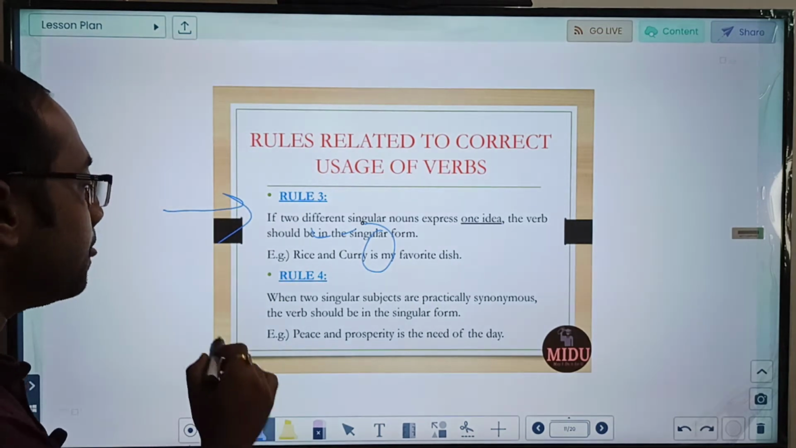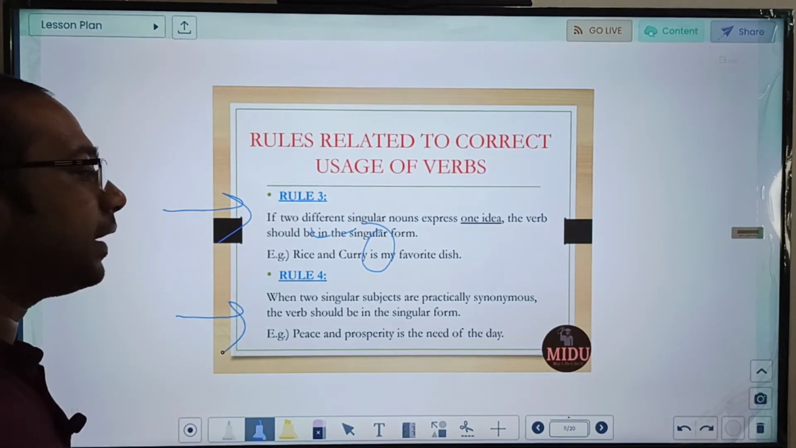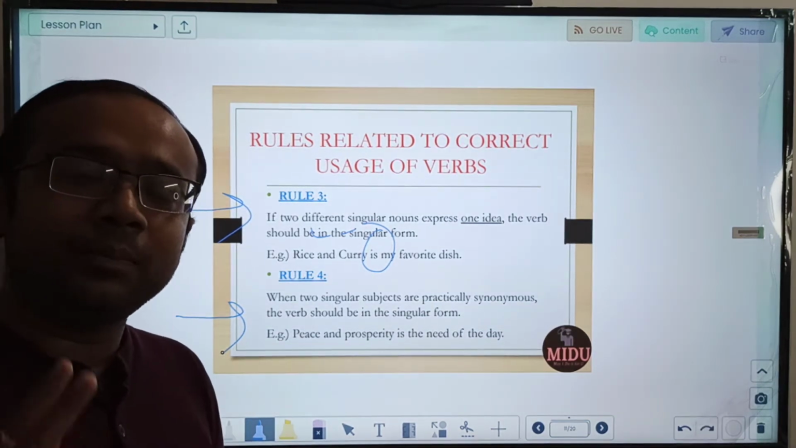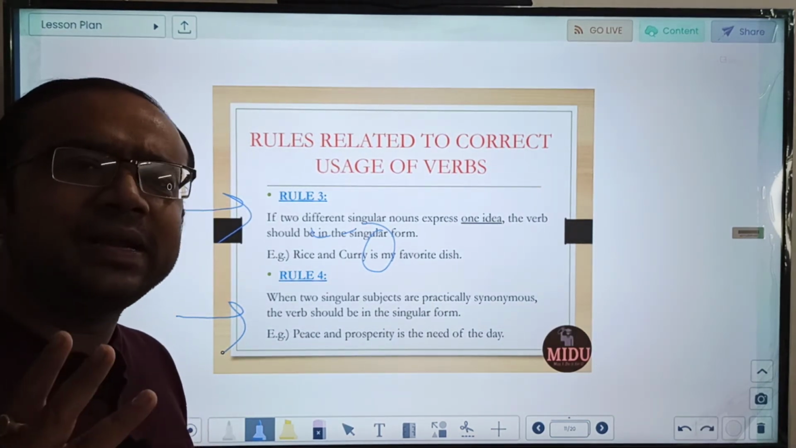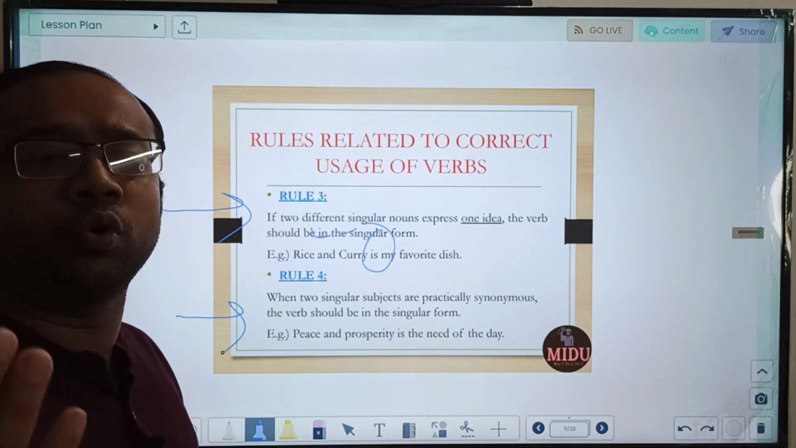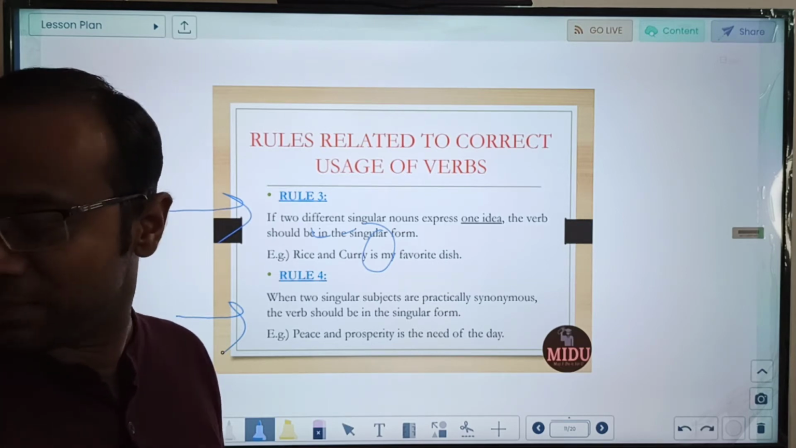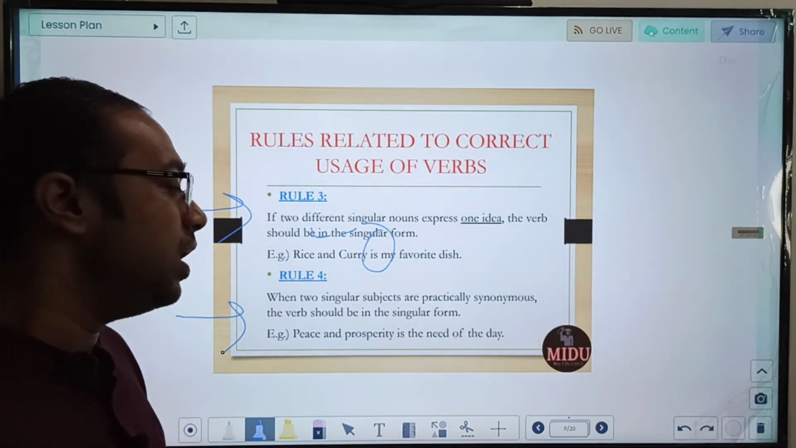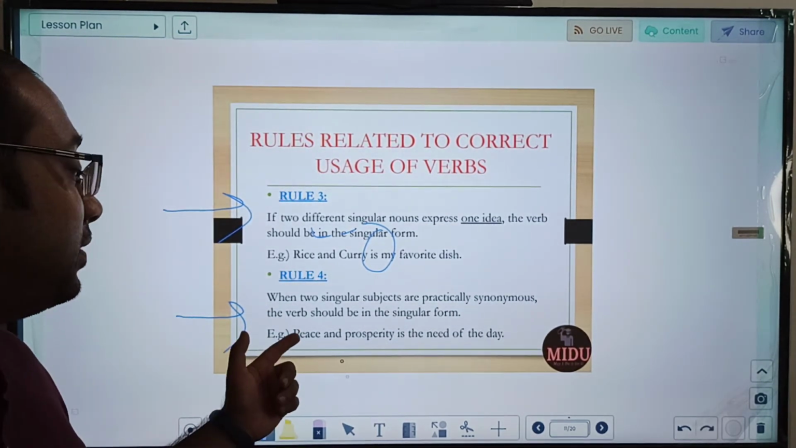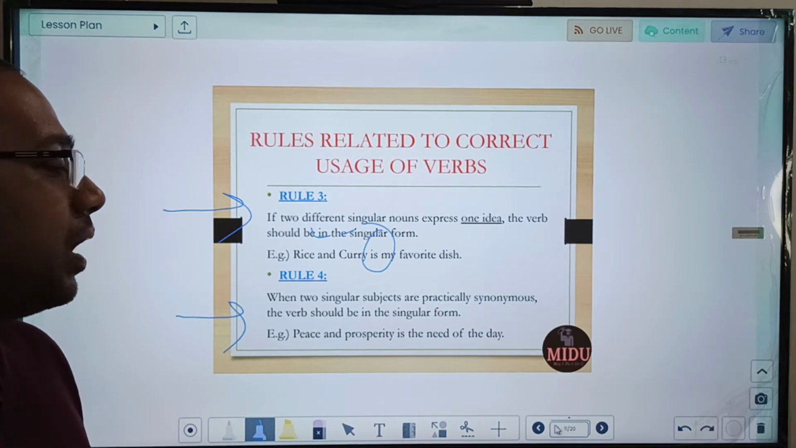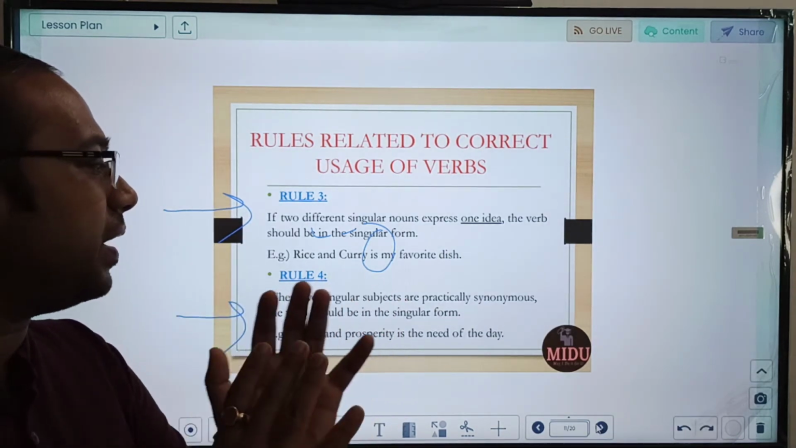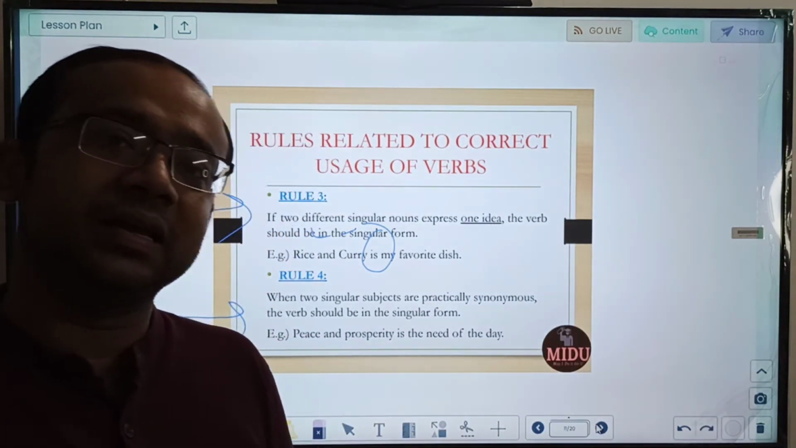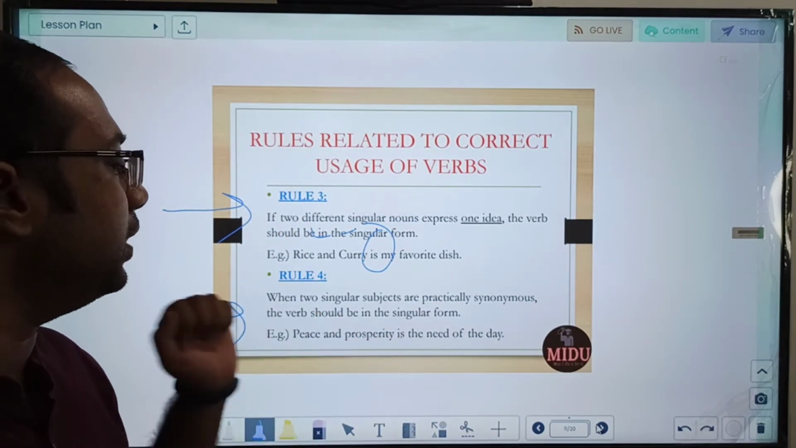When two singular subjects are practically synonymous, then also the verb should be singular. It can happen that sometimes two things are separate, but the idea is they are going to convey the same idea, so they are all singular. "Peace and prosperity is the need of the day." Now here you can say that peace is separate, prosperity is separate, it should have been "are". No, but see, peace and prosperity are practically synonymous. If there will be peace, there will be prosperity, and vice versa. So we will be using "is".